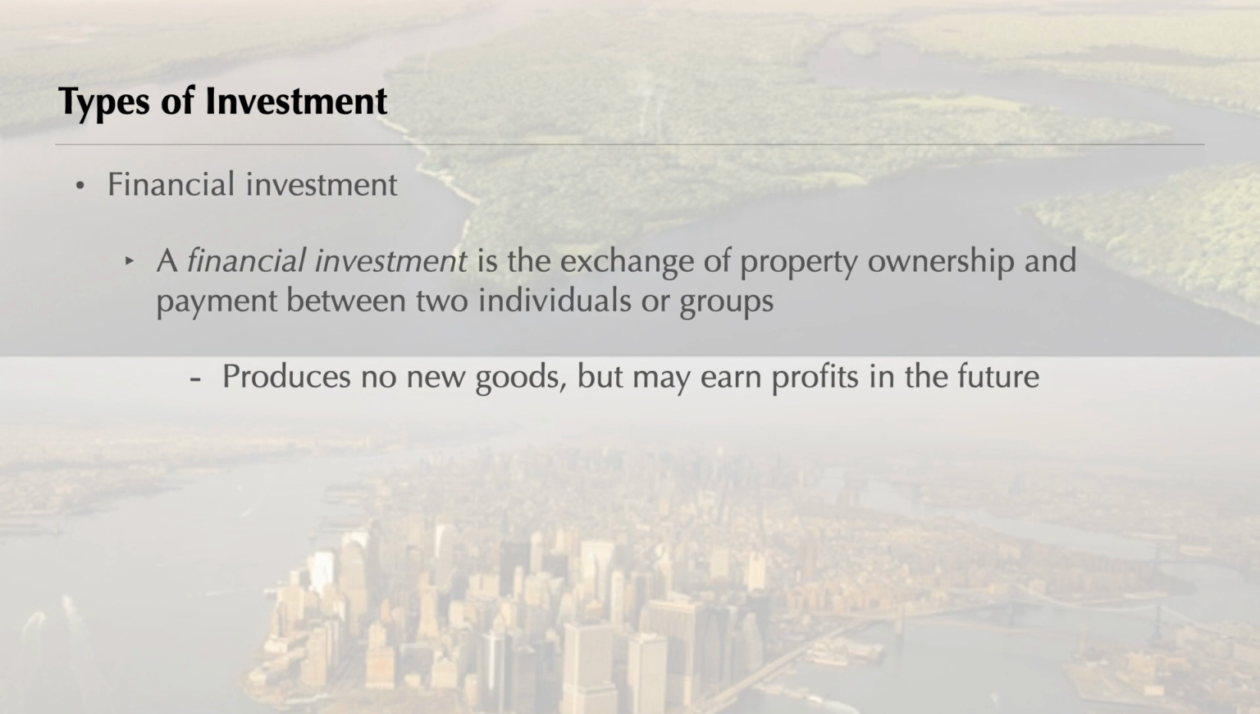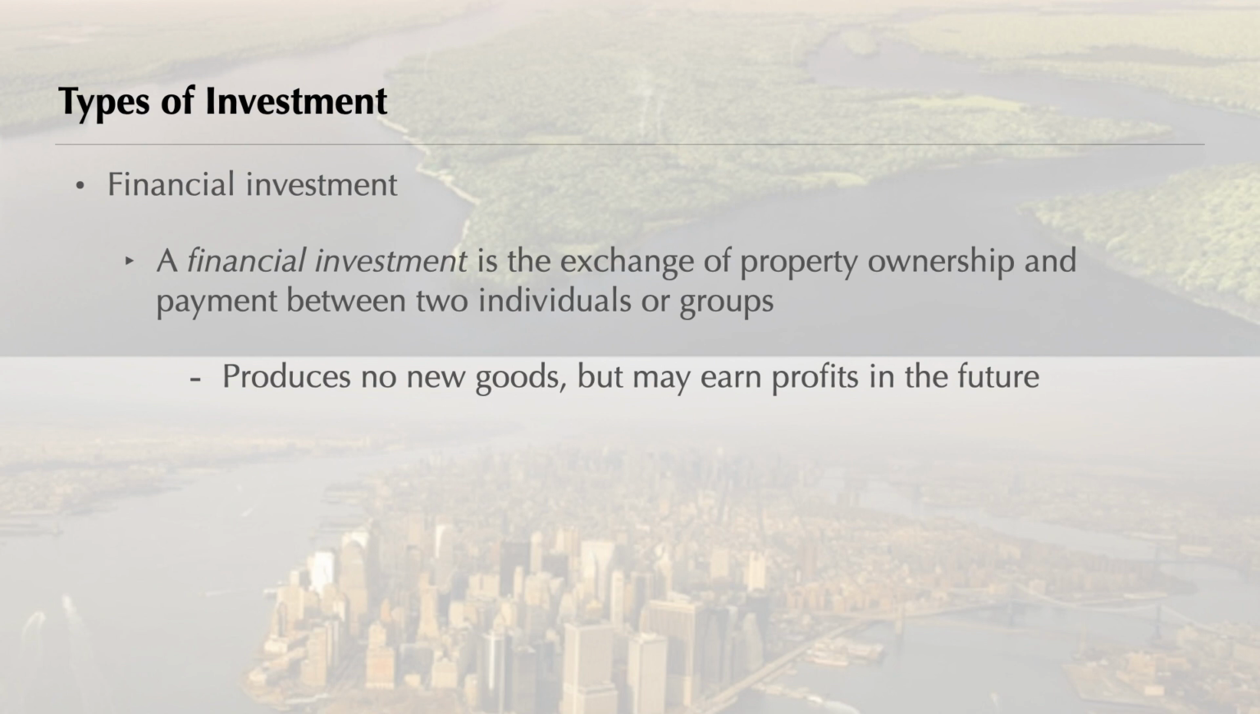Although ownership of the property changes hands, financial investment produces no new goods. People make financial investments when they buy existing stocks, bonds, real estate, or other property. Both individuals and firms make financial investments in the hopes of profiting from them in the future.